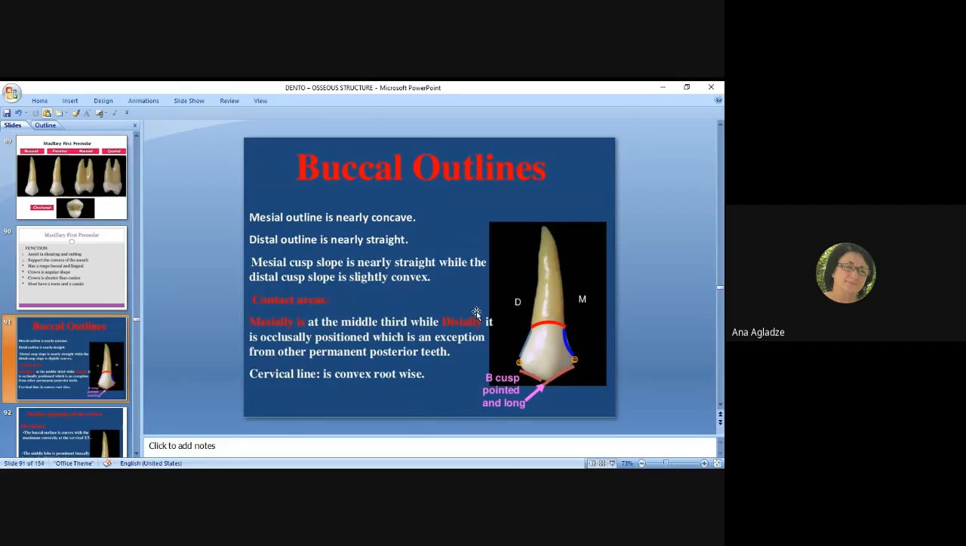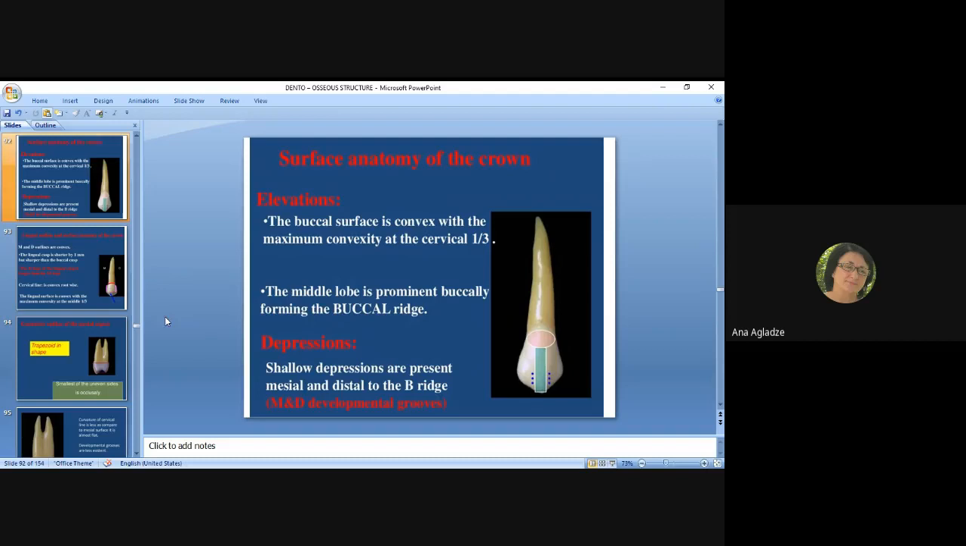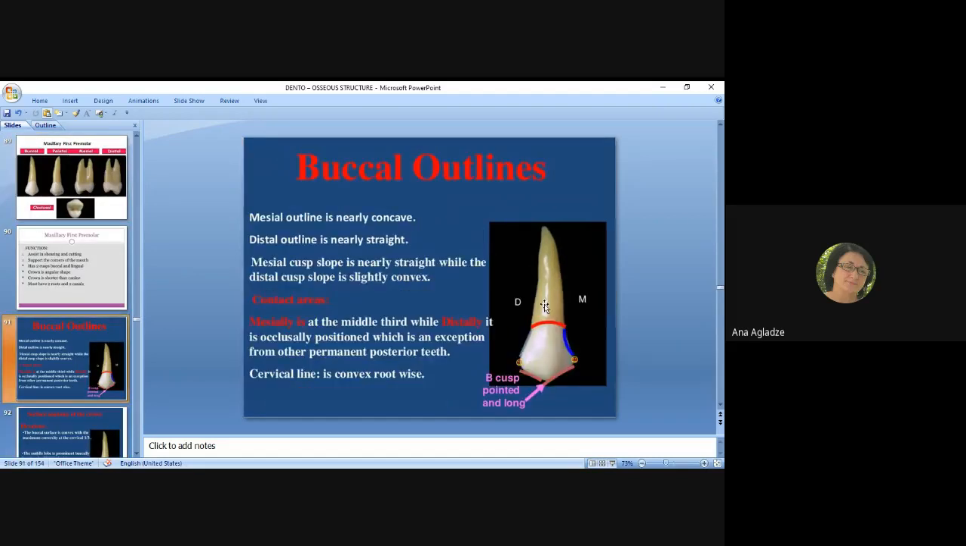Mesial outline is nearly concave. You can see nearly concave. Distal outline is straight. Mesial cusp slope is nearly straight, while the distal cusp slope slopes distally slightly. And this is cervical line, which is less convex. Root cervical line is convex rootwise.